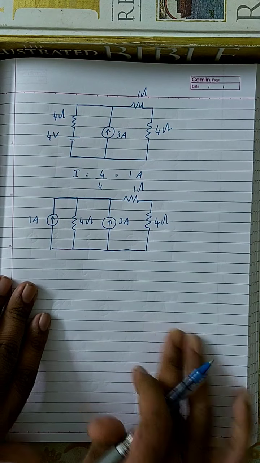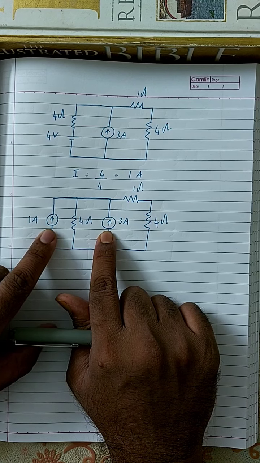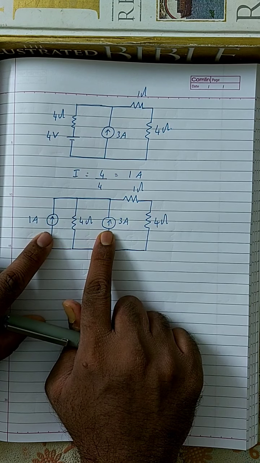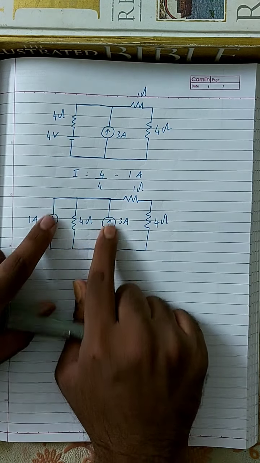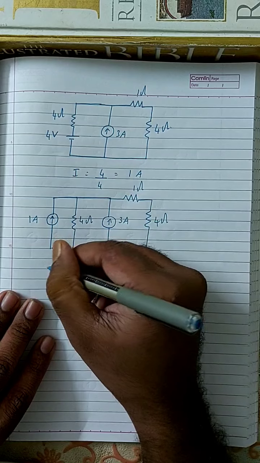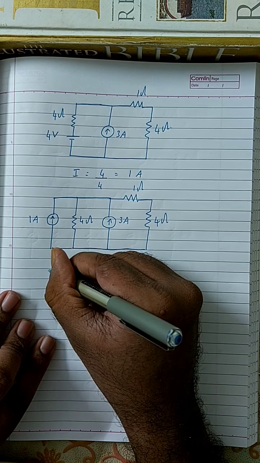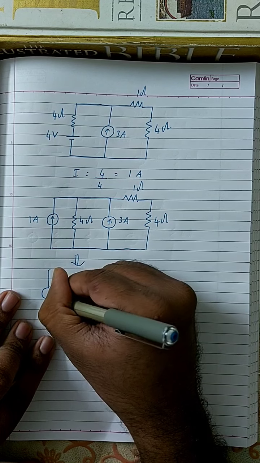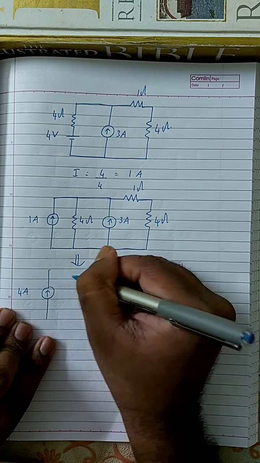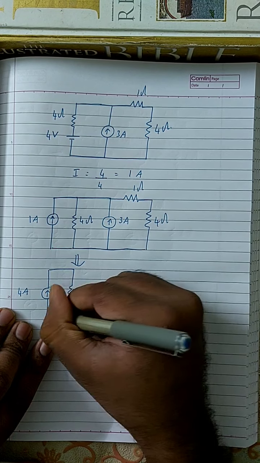Okay, so now you see these two current sources are now in parallel to each other, right? Because both the ends have the same junction. So now I can combine these two current sources and they are flowing in the same direction. Therefore 3 plus 1 is equal to 4. So this is 4 amperes. Again I can simplify it, and this will now become a 4 ampere current source with a 4 ohm resistor.